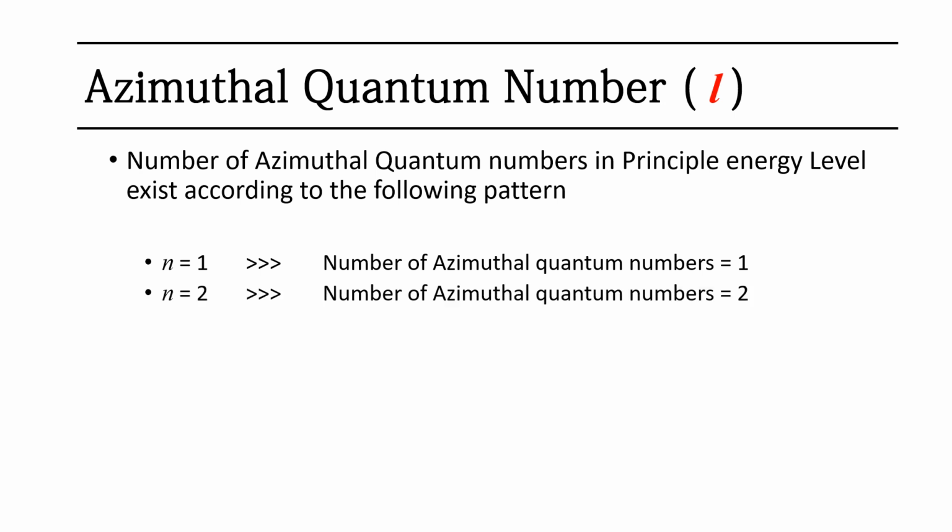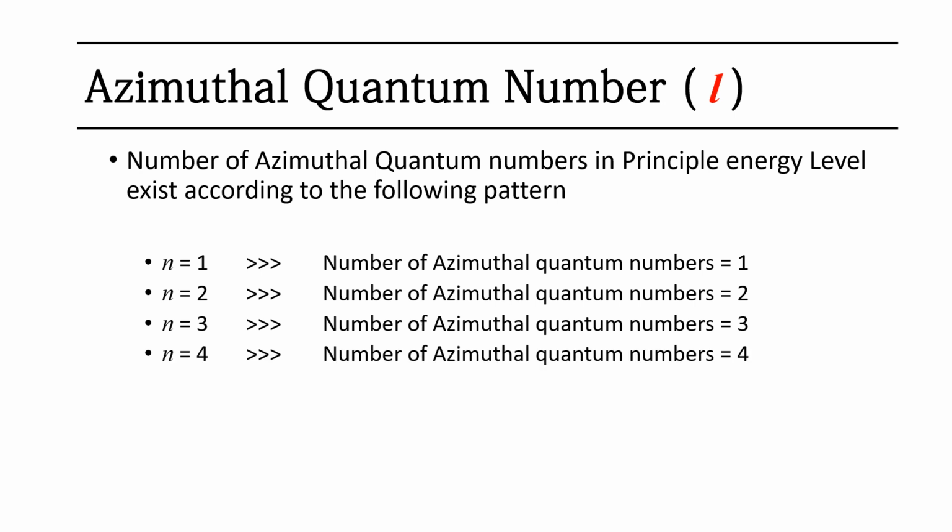If the principal quantum number is two, we can find two sub energy levels. That means two azimuthal quantum numbers exist. For three, three azimuthal quantum numbers exist. For four, there are four. And further, we can say if the principal quantum number is n, then n azimuthal quantum numbers can exist in an atom.